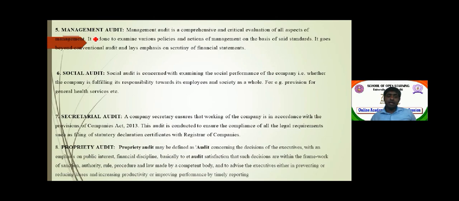Then the next is management audit. Now, what is management audit all about? Basically, we can say that management audit is nothing but a comprehensive and critical evaluation of all aspects of the management, which checks whether the different policies, principles, rules, and regulations that we have adopted or installed in our company are actually serving the very basic purpose of that management audit or not.